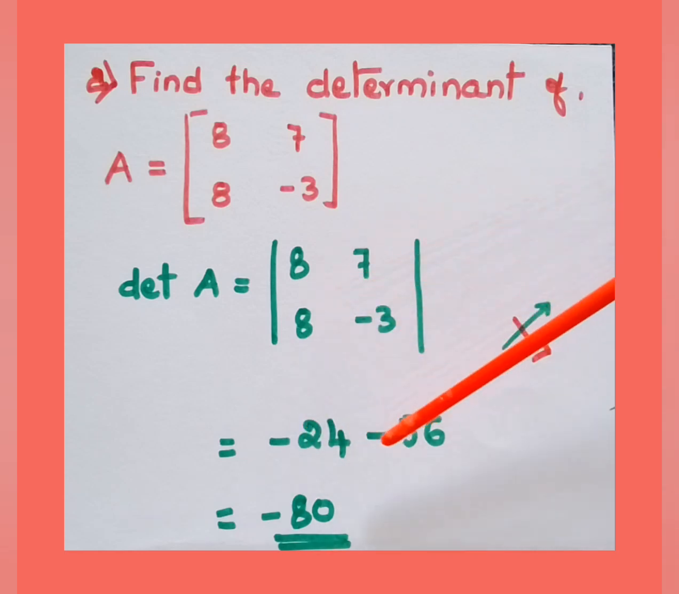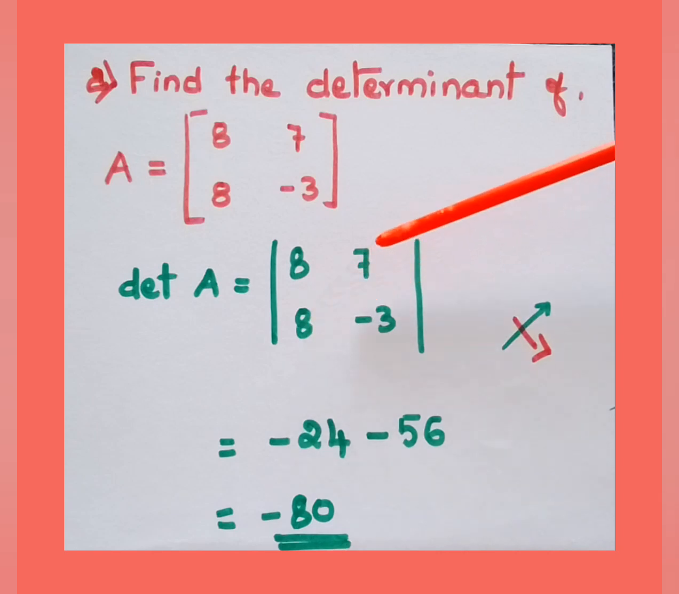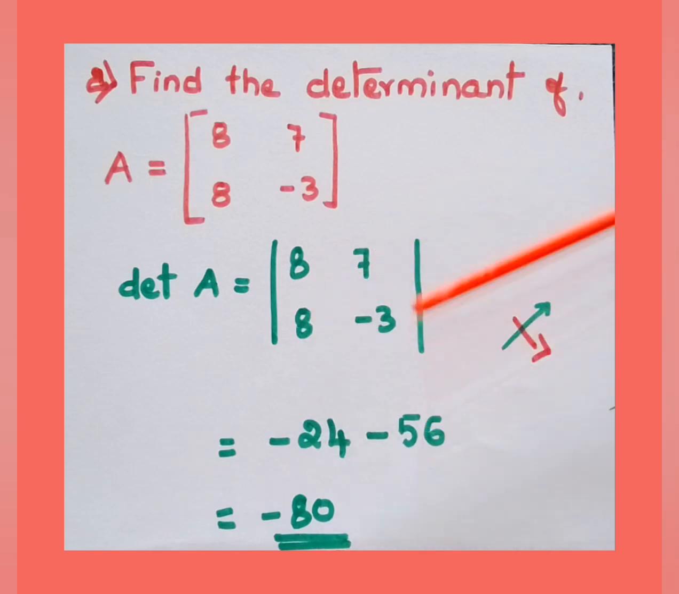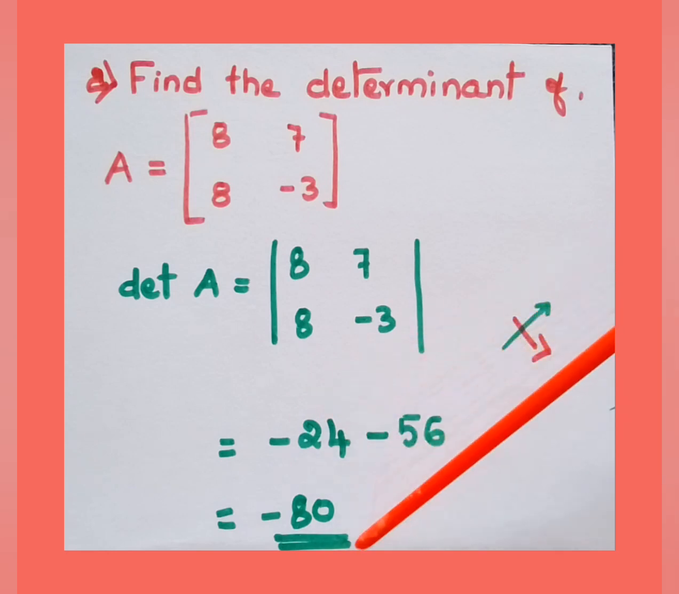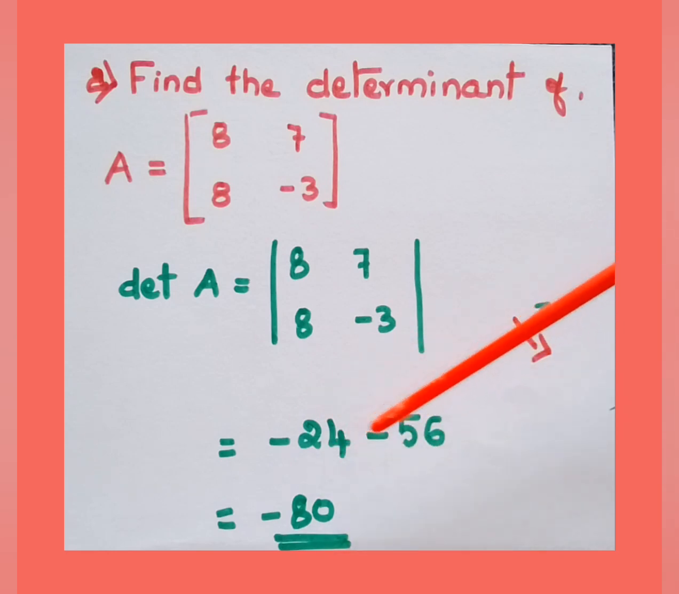Second, you have to put minus first. Then multiply. 8 7s are 56. Now we got the same sign here, so you can add these 2 and put the same sign. 24 minus 56 gives minus 80.